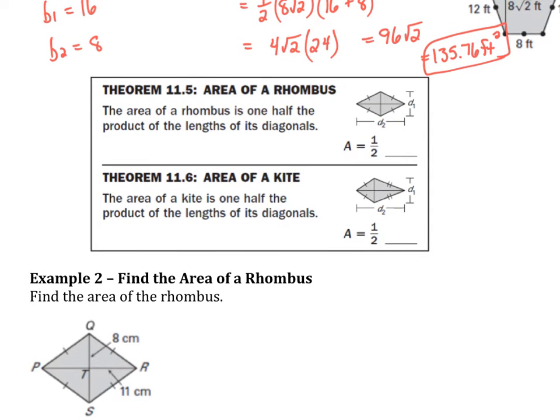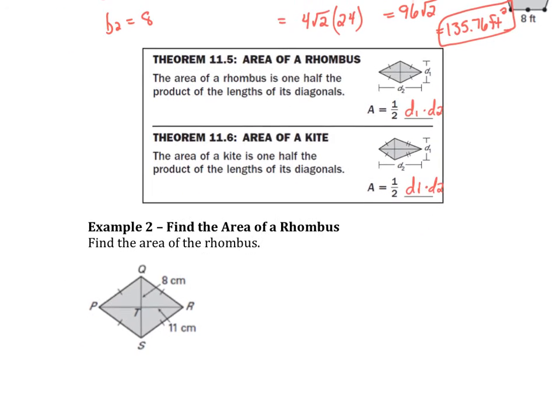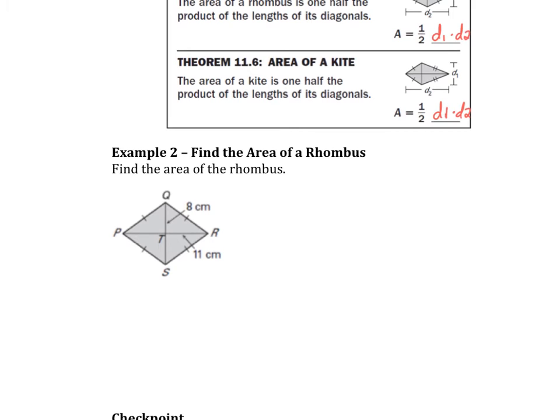The area of a rhombus is 1/2 times diagonal 1 times diagonal 2. And it is actually the same for a kite. The kite is 1/2 times diagonal 1 times diagonal 2. So if you look at example 2, find the area of the rhombus. So to find the area of a rhombus, which is 1/2 diagonal 1 times diagonal 2, we first have to find out what the diagonals are. So diagonal 1 is the distance. We'll do the vertical distance.